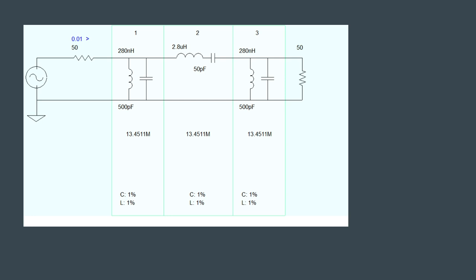It's considered a third order filter, as depicted by the three columns labeled 1, 2, and 3. In the first column, you can see parallel components. The first one is an inductor. The second one is a capacitor. The inductor rating is 280 nanohenries. The capacitor rating is 500 picofarads. And they are the same ratings for the components in order 3, or the third column. You can see that depicted there. Our series components are in column 2, and that is a 2.8 microhenry inductor and a 50 picofarad capacitor.